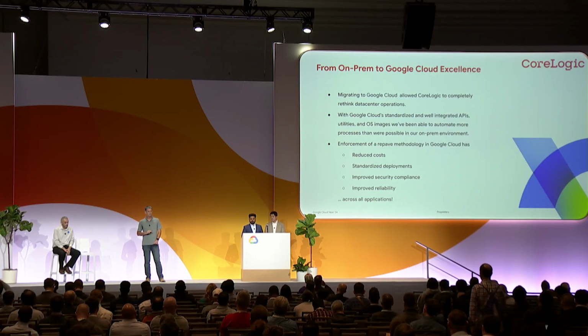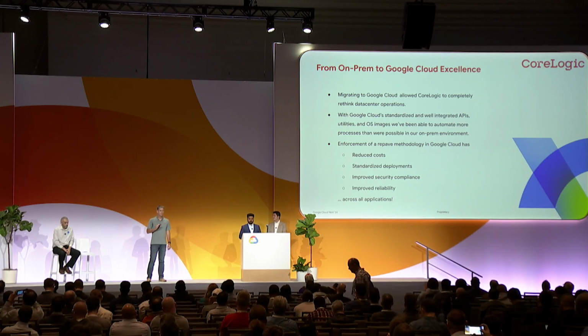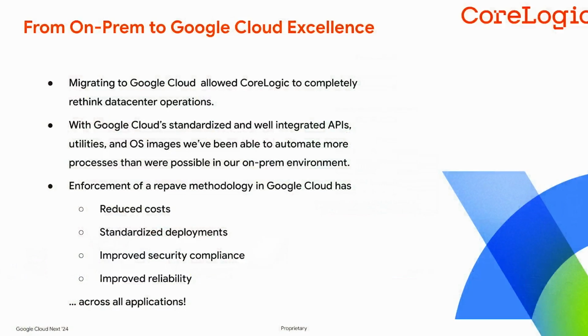I've only briefly touched on our journey to GCP, but the key takeaway here is that with careful planning and a clear vision of goals, along with Google Cloud's standardized and well-integrated APIs, utilities, and images, CoreLogic was able to significantly reduce costs, standardize deployments, and improve reliability across our entire technology stack.